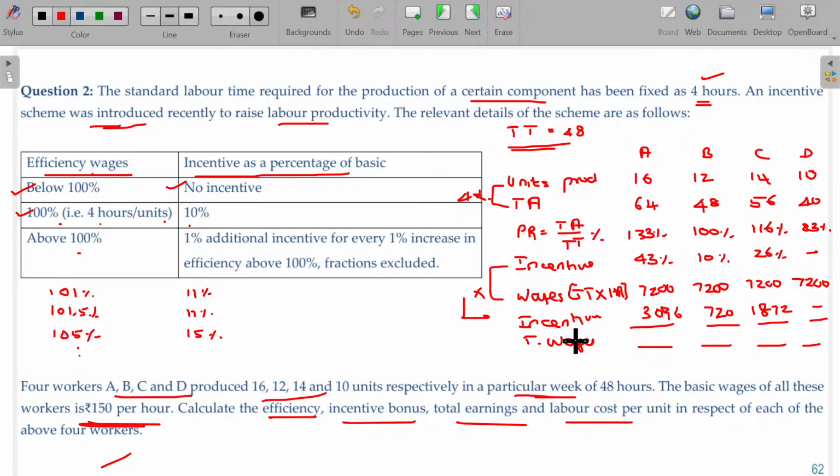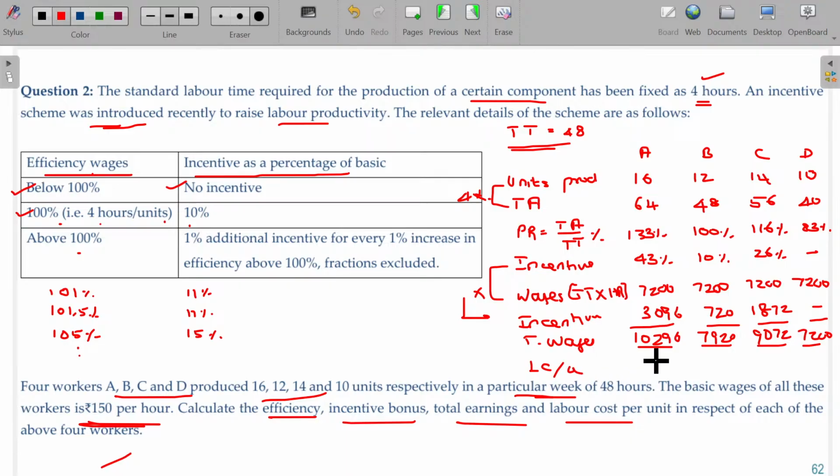Now find out the total wages. You have to add incentive with the basic wages. So the overall value being 10,296, 7,920, 9,072 and 7,200. Now cost per unit, labor cost per unit.